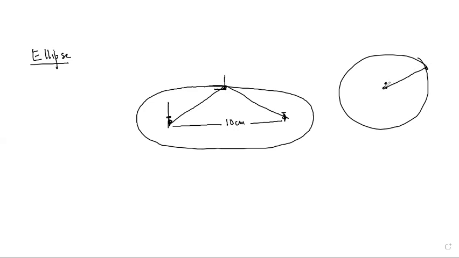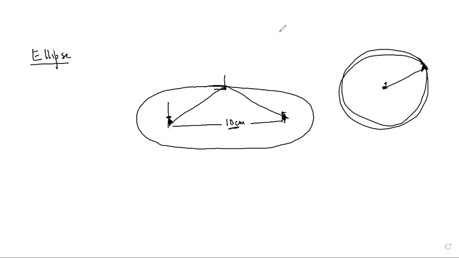Here what you're doing? Only one fixed point. And the thread, this is a pen. And you're moving it, keeping the thread in the stretched form. You rotate it, you get a circle. For an ellipse, you need two fixed points. And the length of the thread should be more than 10 centimeters. And then stretch it and rotate it. You will get what is known as an ellipse.